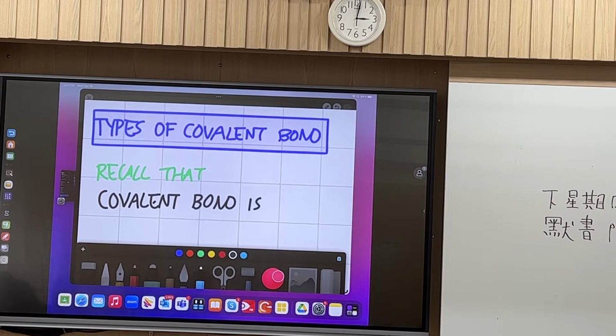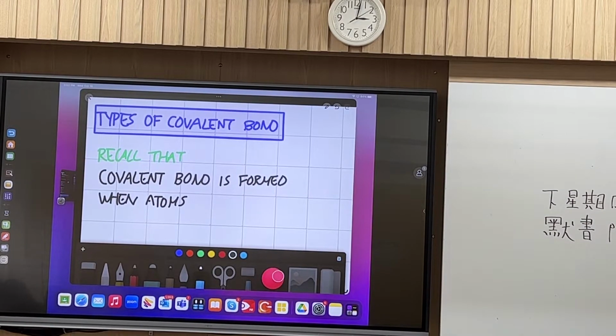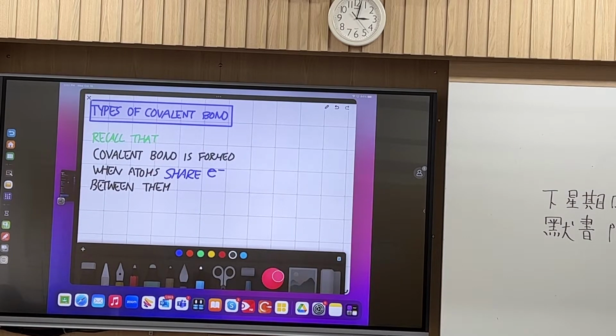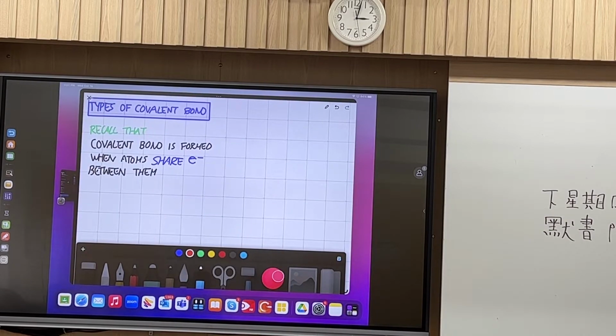So covalent bond is formed when atoms share electrons between them. There are, however, two ways atoms can share electrons. One is when they share or contribute electrons equally. The other is when one of the atoms contributes all of the electrons. So there are two ways sharing of electron can occur.